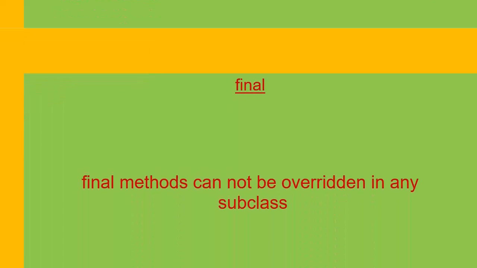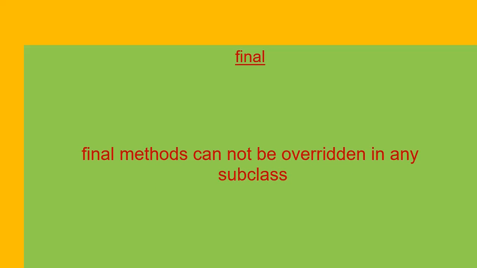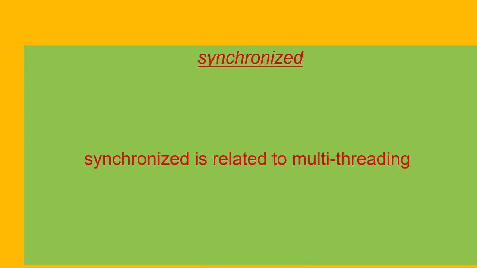If the modifier final is used with some method, then this method cannot be overridden in any of its subclasses. Abstract and final both cannot be used together. The method modifier synchronized is used with multi-threading. When multiple threads are operating on some object and we want synchronized access to that particular object, then we can use this modifier synchronized.